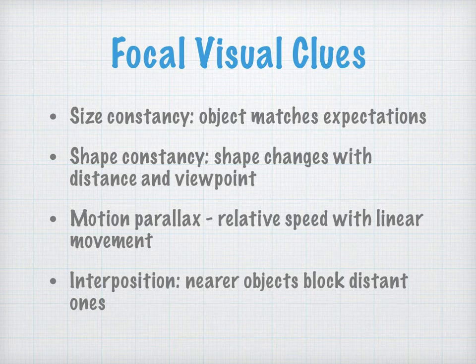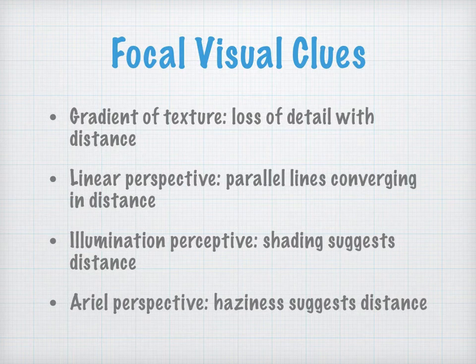When the size and shape of objects meets our expectations, we are comforted that we are seeing reality. We also use motion parallax and interposition to augment our focal visual clues. Here's a list of additional visual clues that we rely on for our spatial orientation.